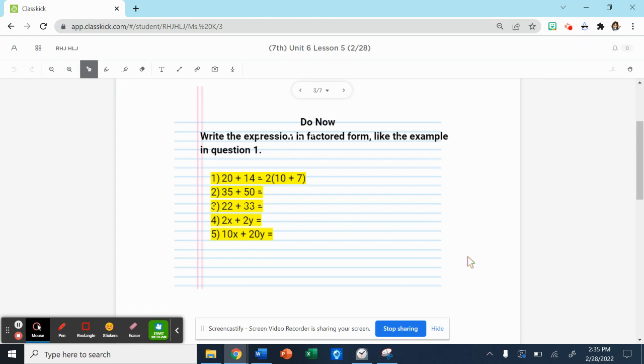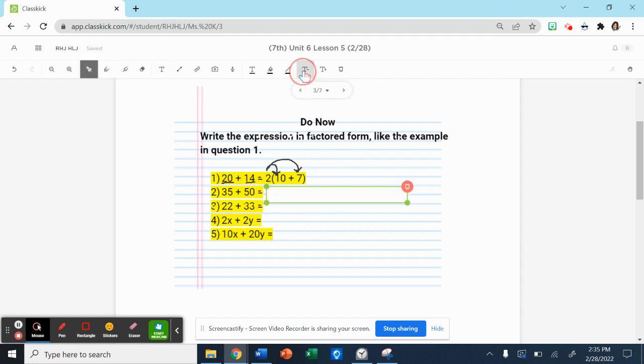In question 1, you can see that we've taken our original equation, 20 plus 14, and created the equation in factored form. 2 is a common factor between the numbers 20 and 14, meaning that 2 can be multiplied by another whole number to get 20, and 2 can be multiplied by another whole number to get 14. Notice that if we were to use the distributive property, 2 times 10, we would get 20, and 2 times 7, we would get 14. We're simply working in the opposite direction this week.